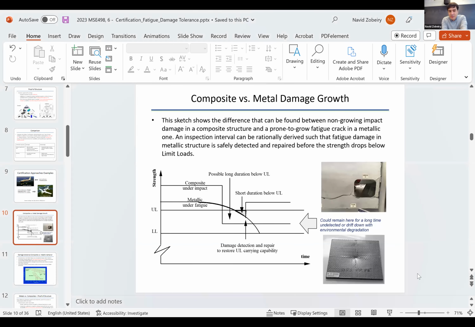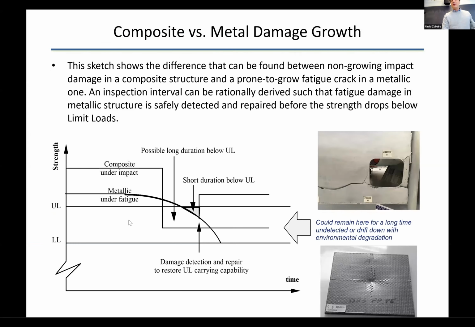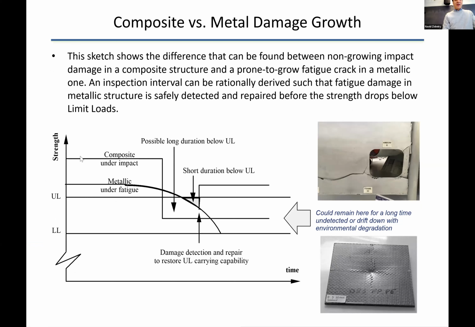Yeah, this slide now summarizes. You probably can now understand what this slide is trying to show. Let me re-explain this. So strength, limit load, and then ultimate load. And then you have a composite structure, impact, the strength drops, and then you have to find and repair it. So that's what happens at an impact. For a metallic structure, you have fatigue growth. So initially the strength is pristine and the strength starts dropping, and then you have time to repair it, bring it back up, and you have a pristine structure.